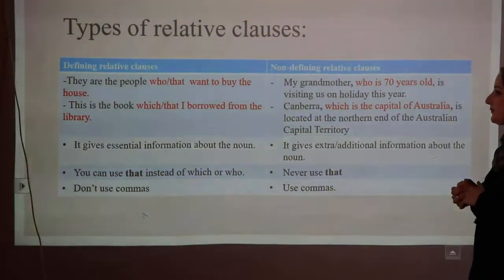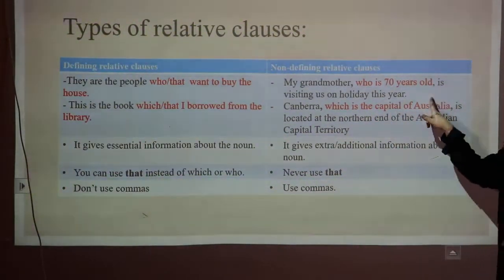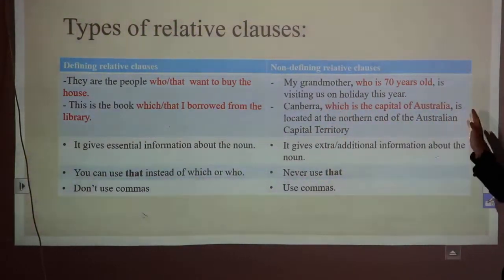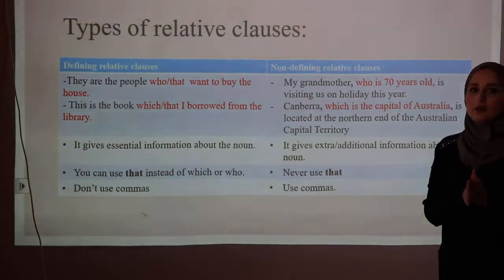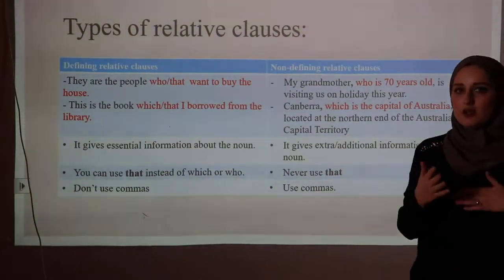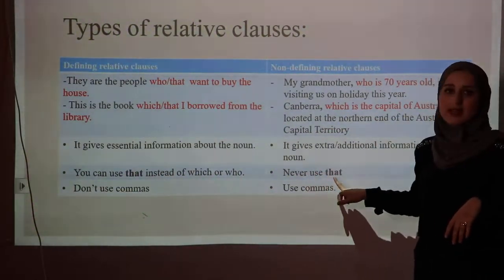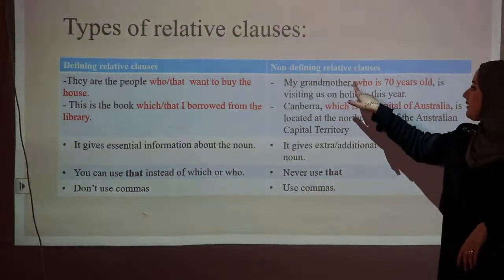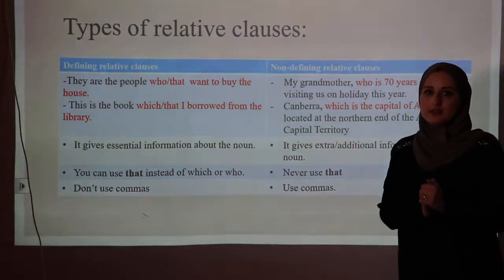Another example. Canberra, which is the capital of Australia, this is an extra piece of information, background information, is located at the northern end of the Australian Capital Territory. So we can say that a non-defining relative clause gives extra or additional information about the noun. You can't use that in this type, and you have to use commas. Notice we have two commas here because they are non-defining relative clauses.